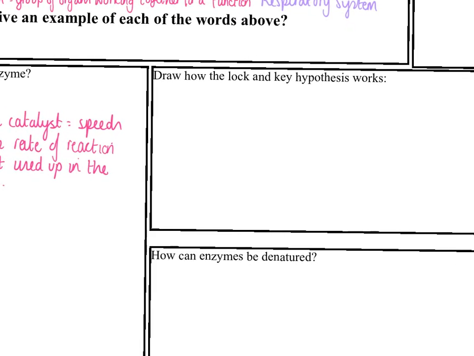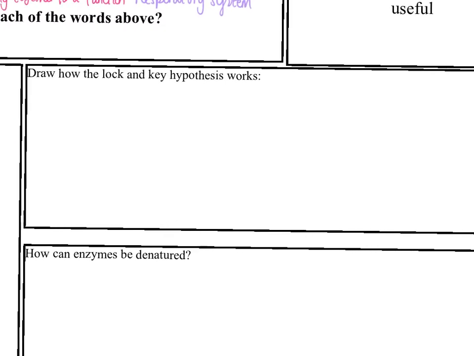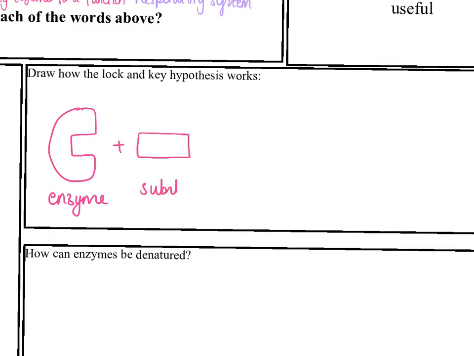Then we've got describe how the lock and key hypothesis works. So lock and key hypothesis is just like a lock and a key to your house, that one key is going to fit the lock. Okay, so if I was going to draw that, there's my enzyme. We know I'm not an artist. Okay, and then we have my substrate. From that then, we have them joined together.